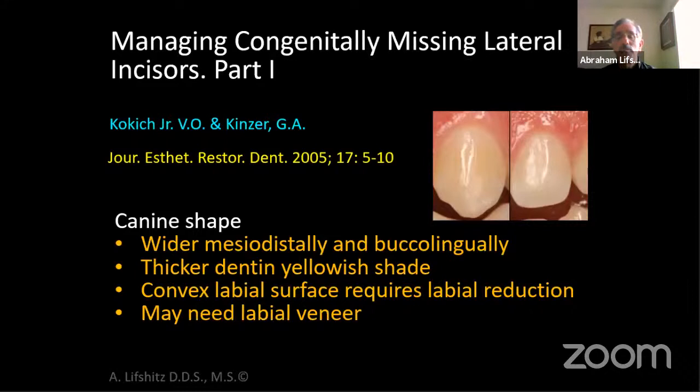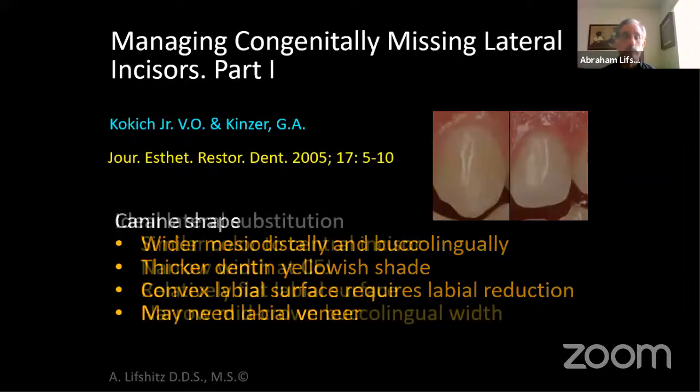What about the shape of the canine? There's a lot of variation in the shape of the canine. In general, the canine is wider mesiodistally and buccolingually than the lateral incisor, as you can see on these two pictures. It has a thicker dentin, and for that reason, it has a yellowish shade. It has a convex labial surface that requires labial reduction and may need a labial veneer at the end of treatment in order to have a nice aesthetic result.